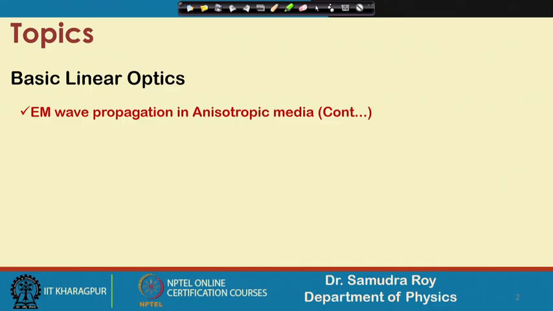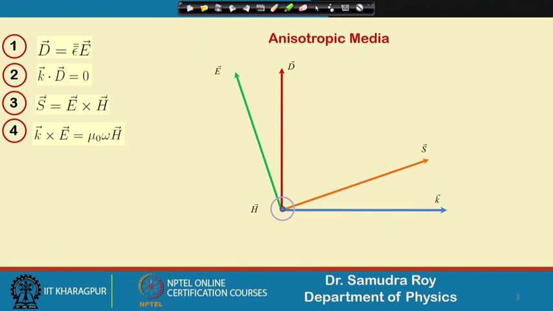So, let us go back to these slides. Electromagnetic wave propagation in anisotropic media, it is continued. This was our starting point. In an anisotropic system, the relationship between D, E, S and K in general is like this: E and D are not parallel. That is why S and K are not parallel, but D and K will be perpendicular, and E and S will be perpendicular. There is an angle between vector K and S, which we call the Poynting walk-off angle. We will calculate the amount of this angle in terms of the refractive index along different directions. So, that is the process we are following.